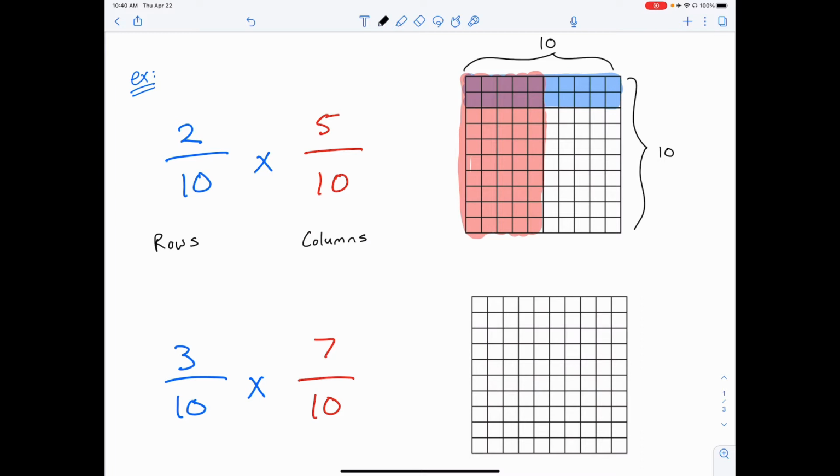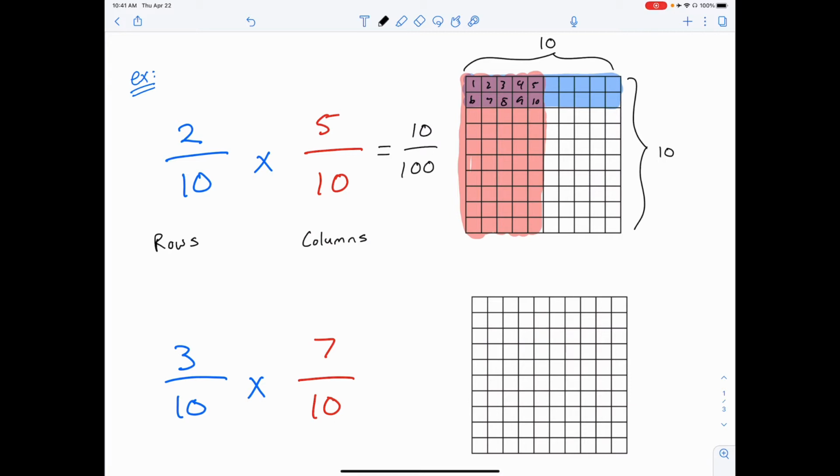So if we take a look here, we see that these 10 blocks, 1, 2, 3, 4, 5, 6, 7, 8, 9, 10 blocks, are the overlap of the two colors. So here it tells us the answer is going to be 10 out of 100.